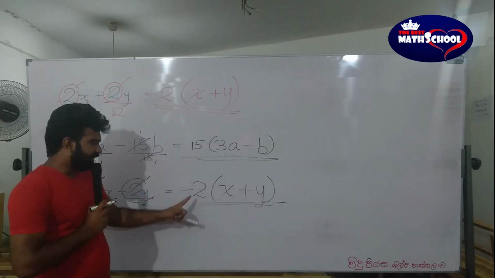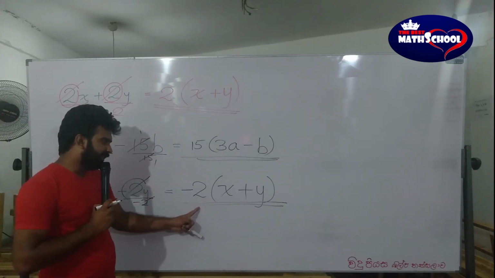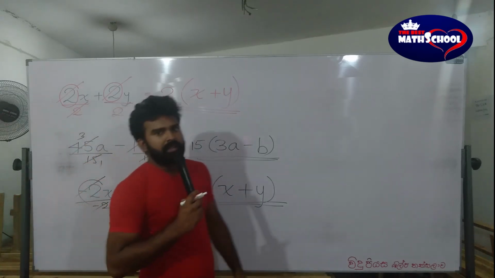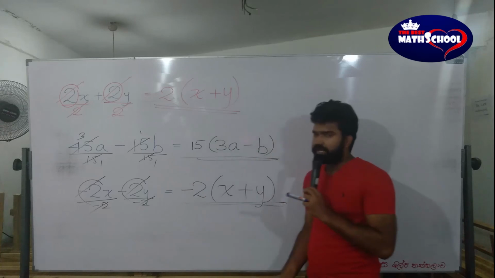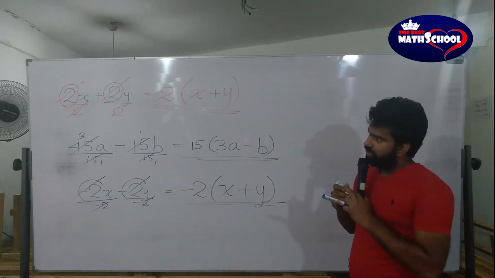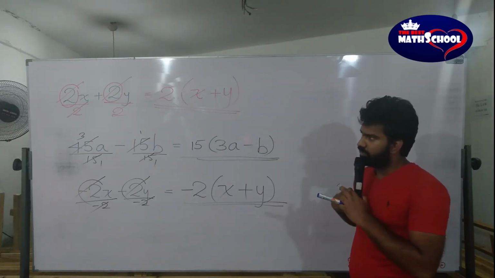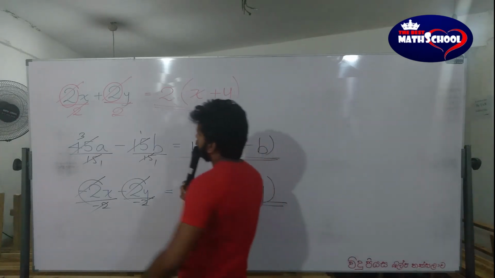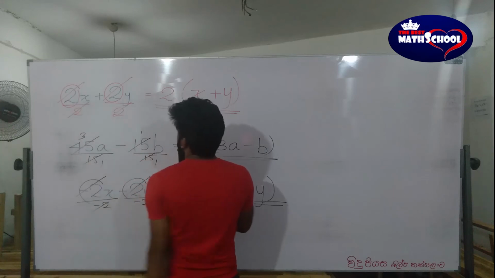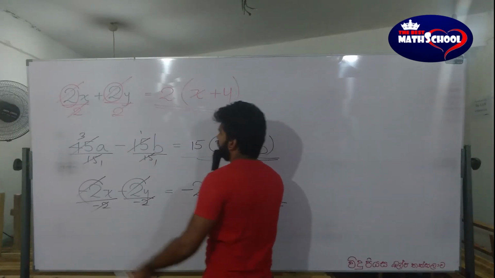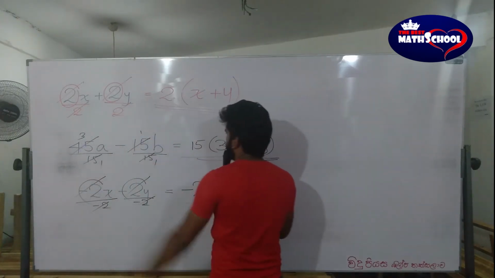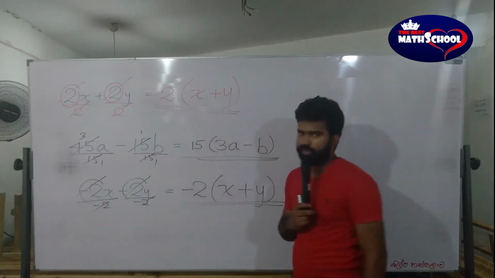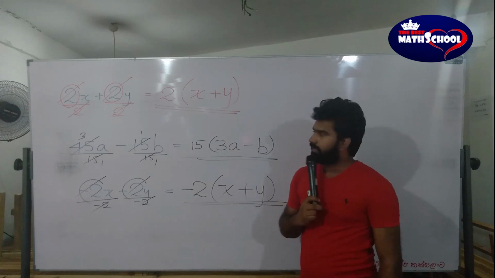Got it? This is what we call taking the negative factor out of the given algebraic expression. So when you are taking the highest common factor out, if the first algebraic term is a positive number, you can take a positive factor out. If the first term is a negative number, you can take a negative factor out, right?